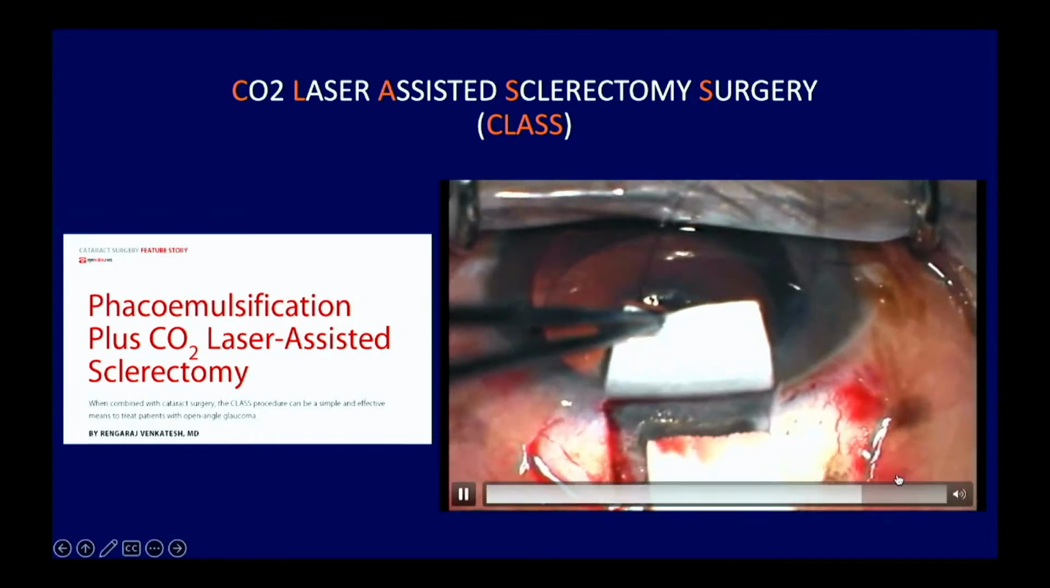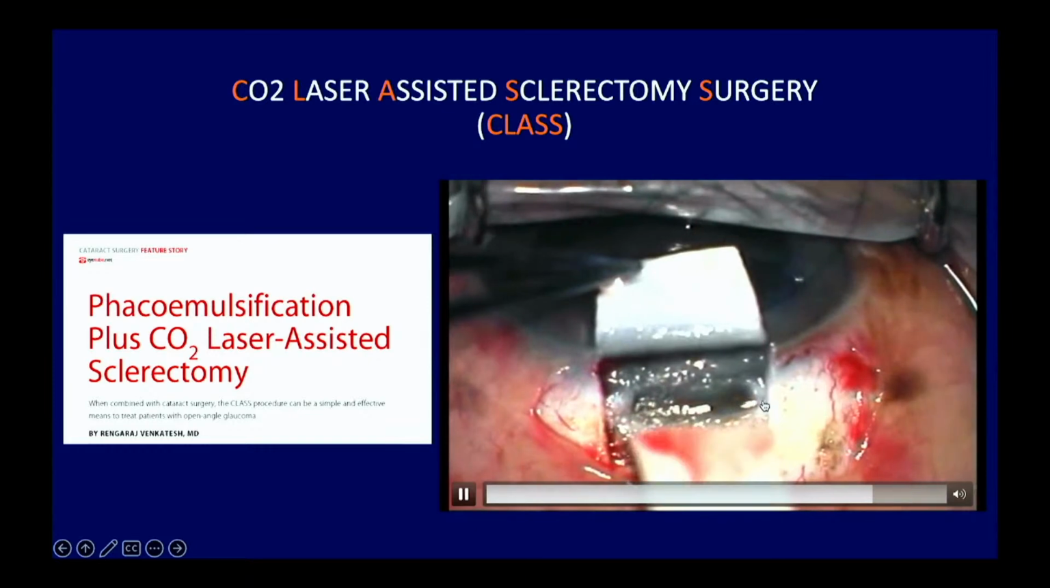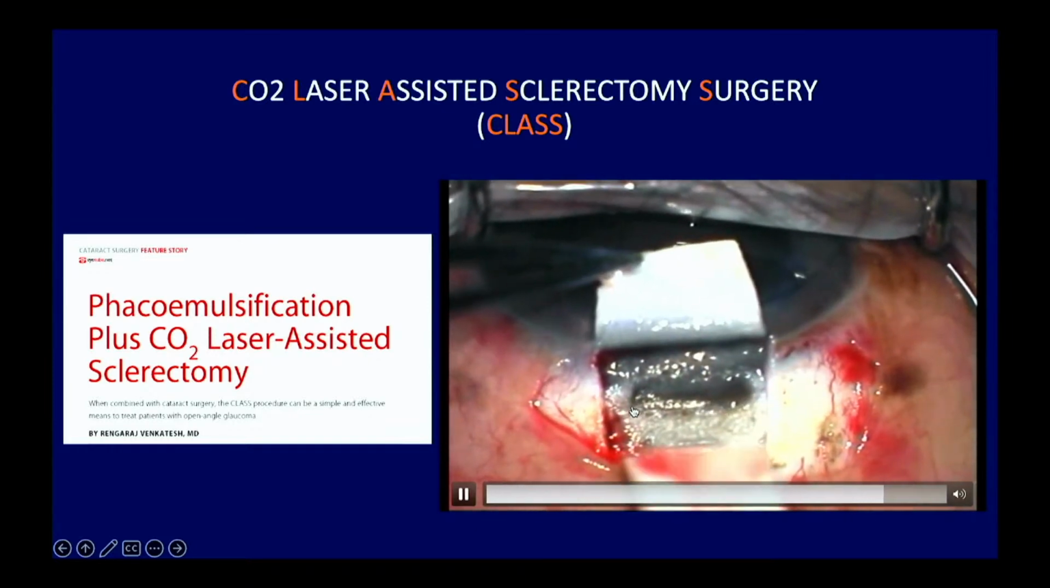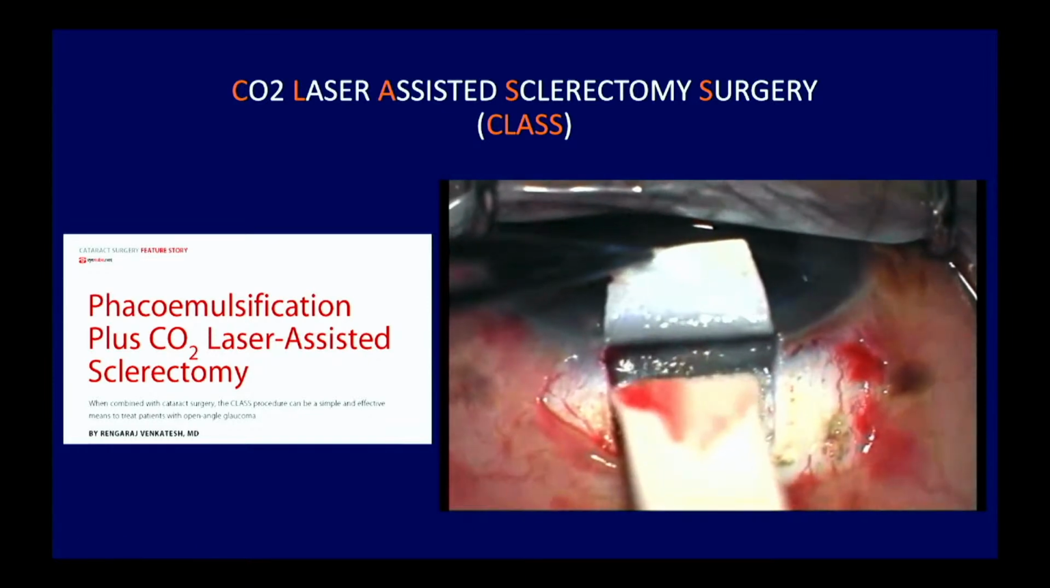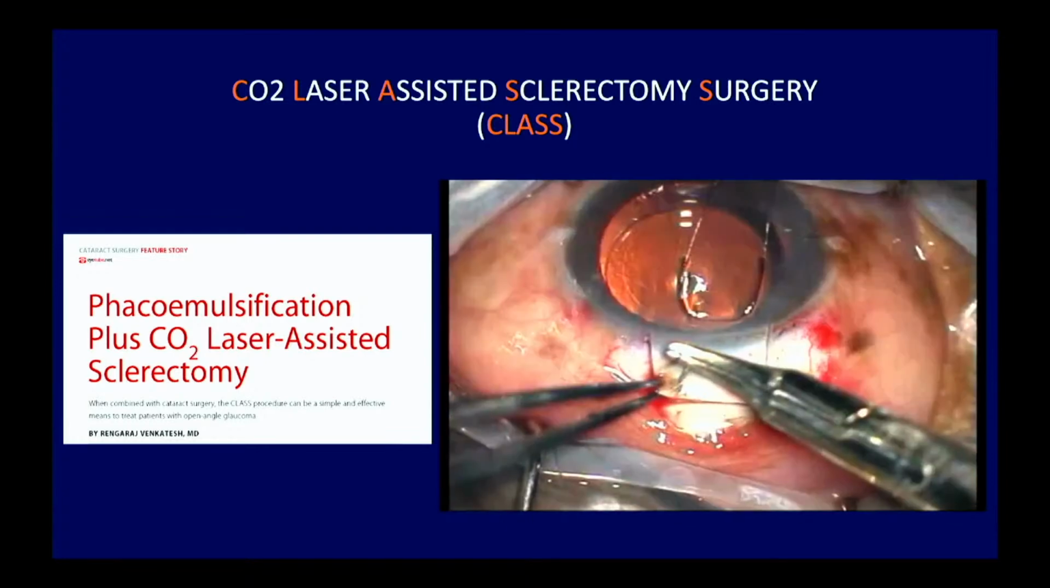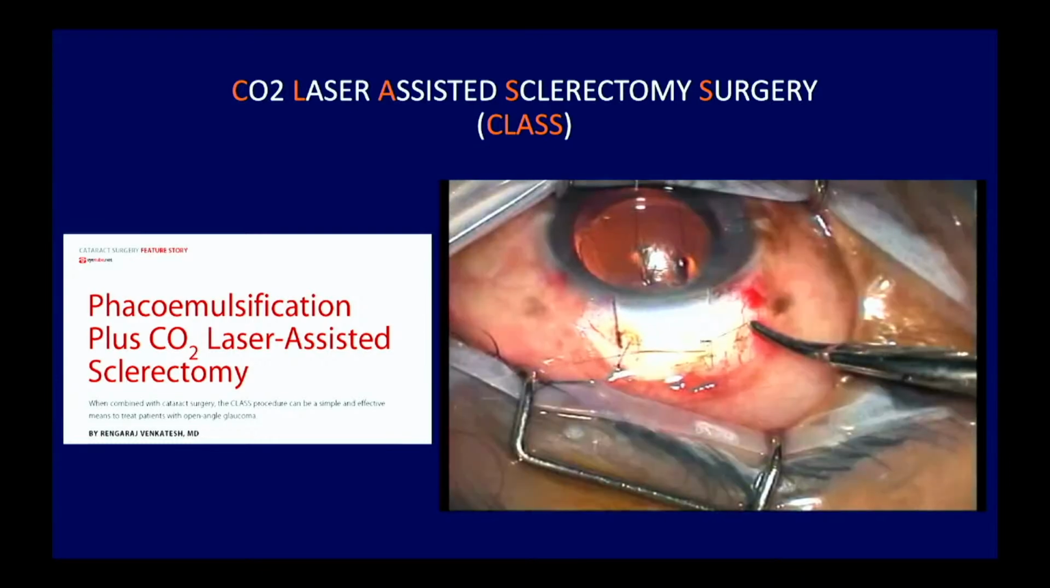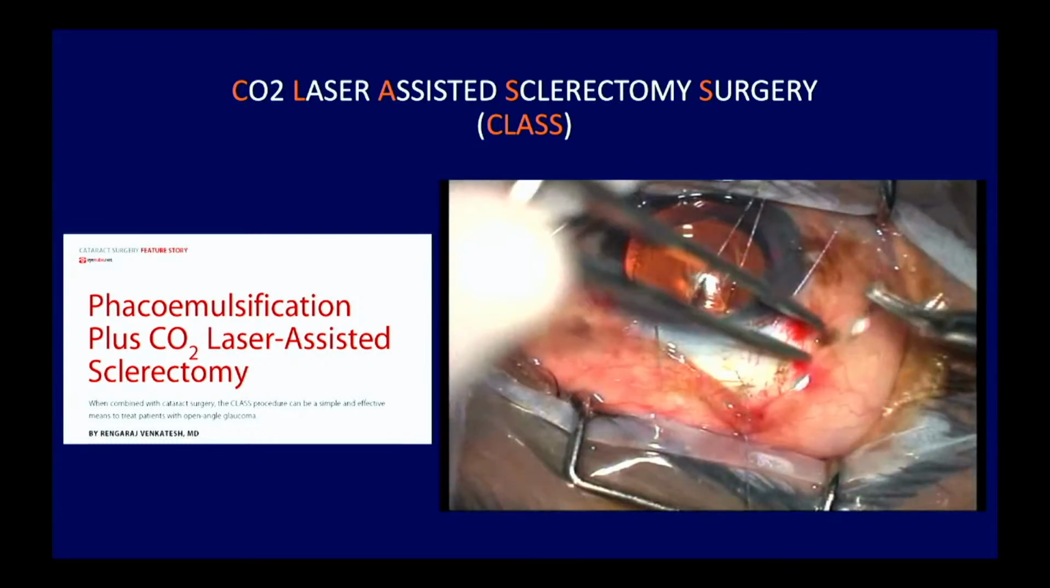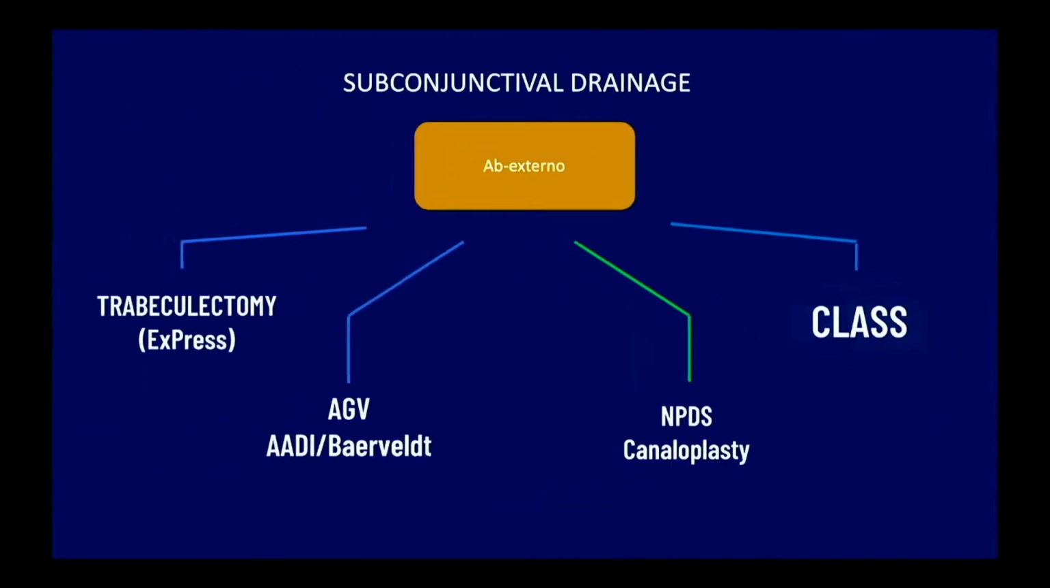And through this, again, you can see the aqueous percolating. You can do a viscocanalostomy here, or you can even try to put a suture inside into the Schlemm's canal, which works. And it may not work in all cases, but it works. So this is basically a non-penetrating deep sclerectomy using a carbon dioxide laser.